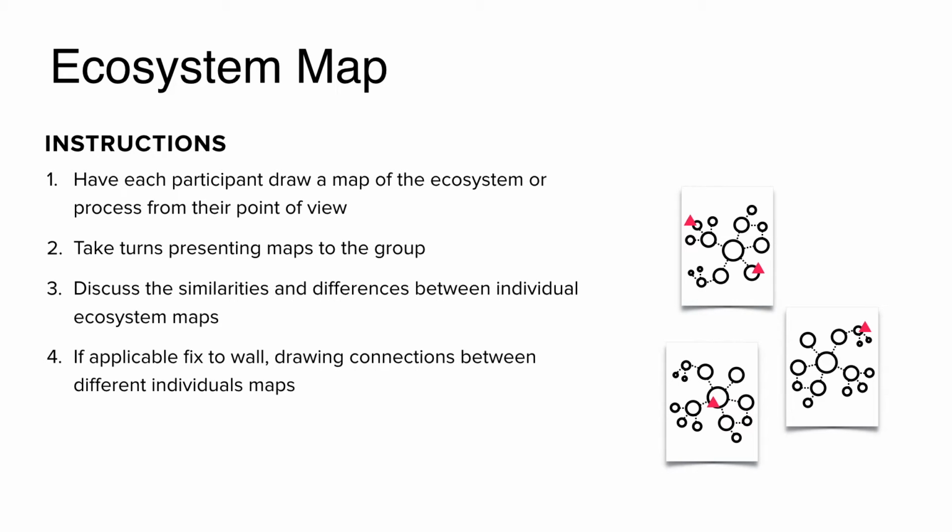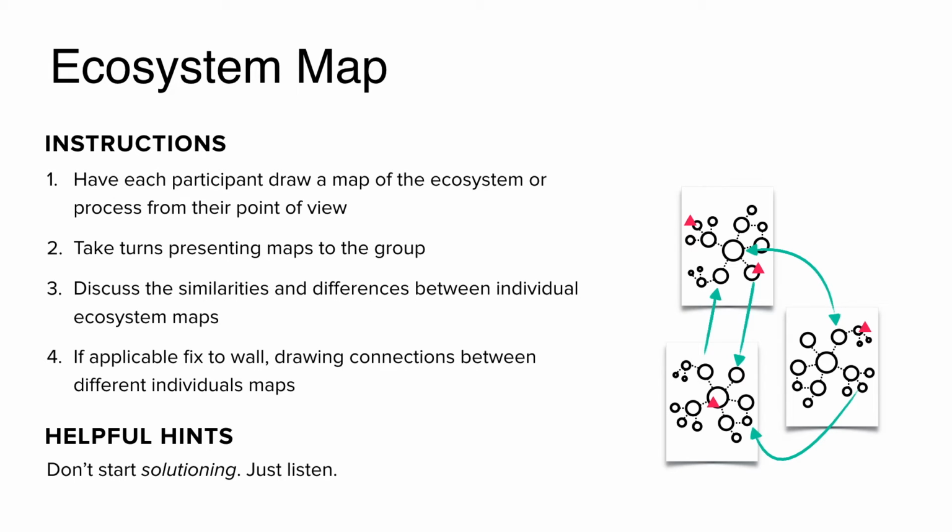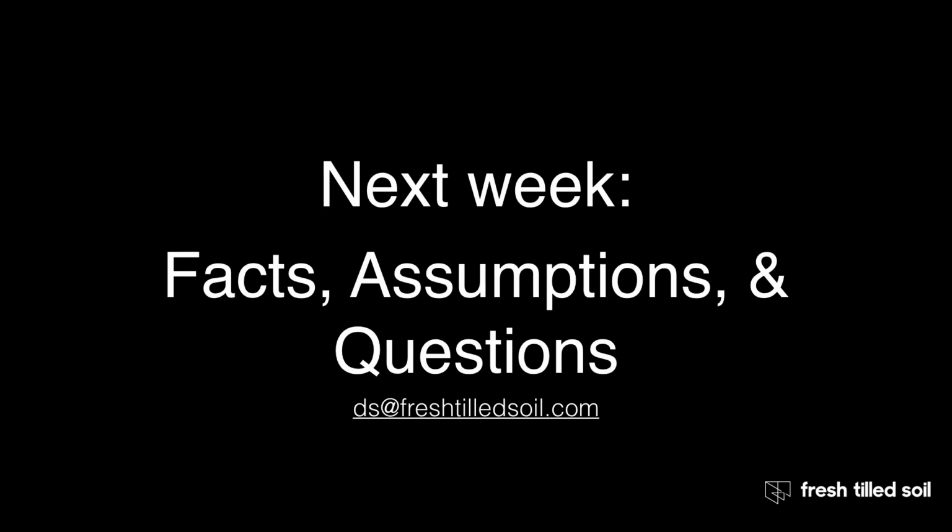If individual maps are part of the greater ecosystem, tape the maps to the wall and draw connecting lines between individual maps for greater clarity. You shouldn't start trying to solve or make a conclusive ecosystem. Remember, the goal is to simply understand current processes across different groups. The real insights come when you start asking why, and you'll get to solutioning later in the process.